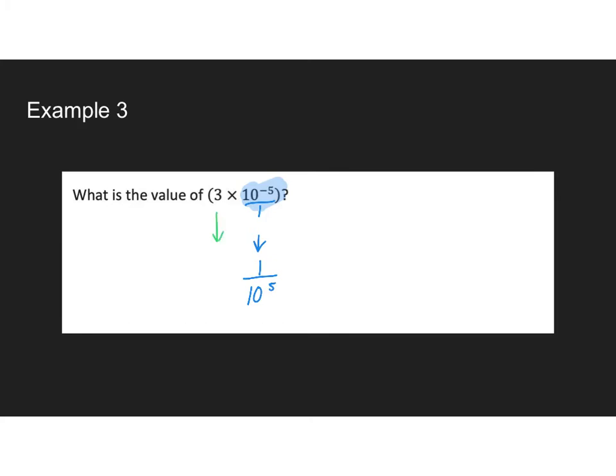This 3 stays the same, and this is the same as 3 over 1. And I'm multiplying these both across. 3 times 1 equals 3. 1 times 10 to the fifth equals 10 to the fifth. So that is my final answer here. All right, continuing on to example number 4.